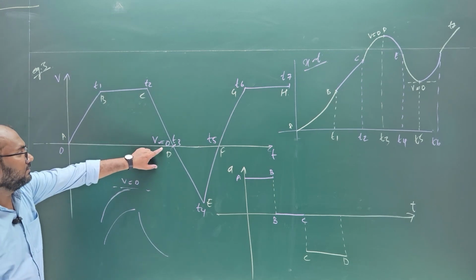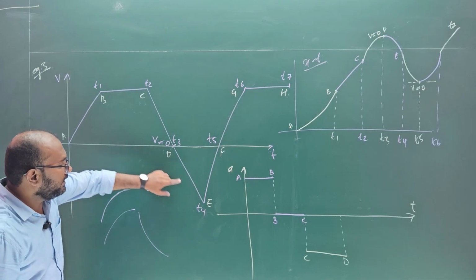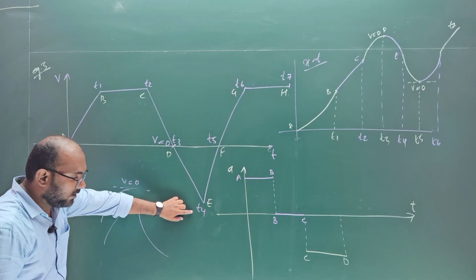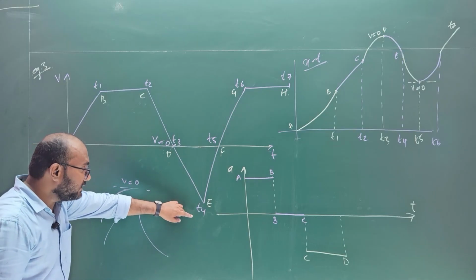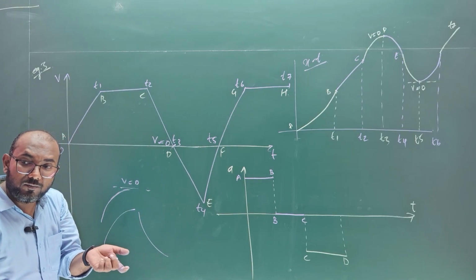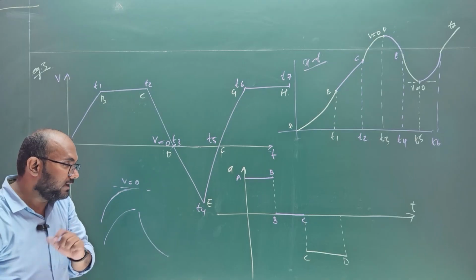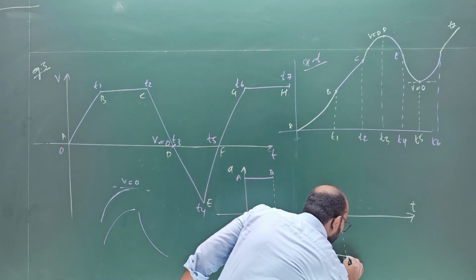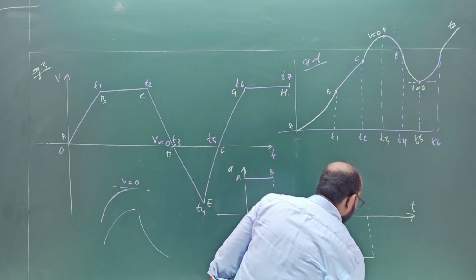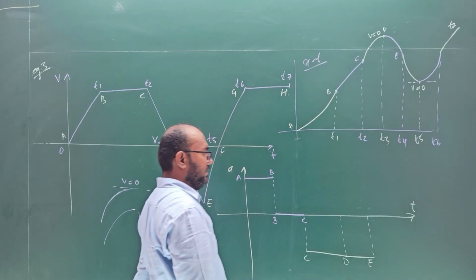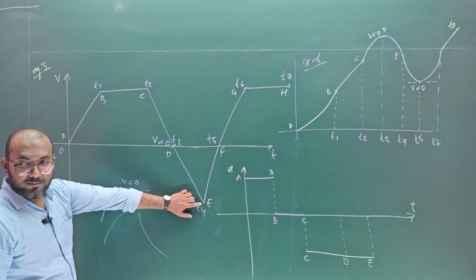Where is D? Here. Then D to E. Negative velocity. Negative velocity increasing or decreasing? Increasing. So negative velocity is increased by whom? Negative acceleration, positive? Negative acceleration. Okay. So can I continue this till here? Let's say this point name is what? E. Till here completed.